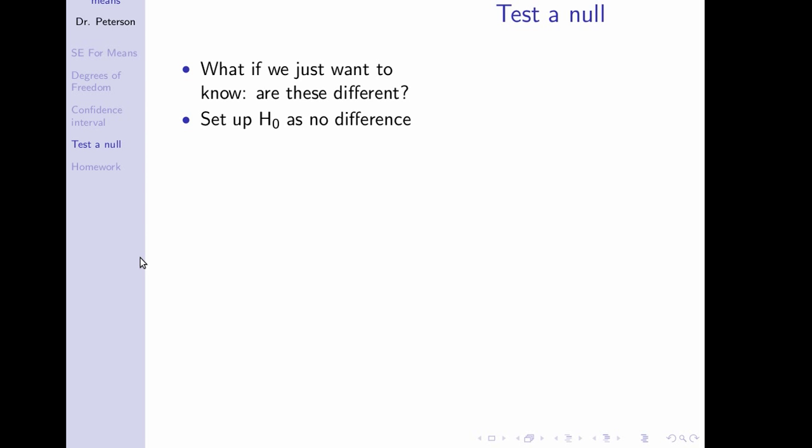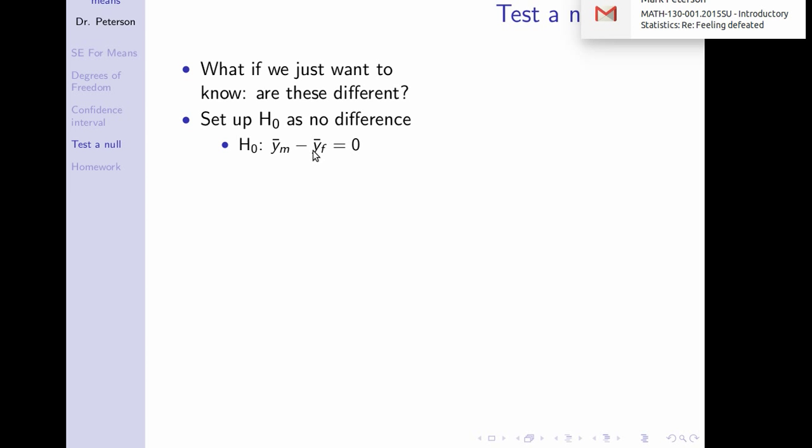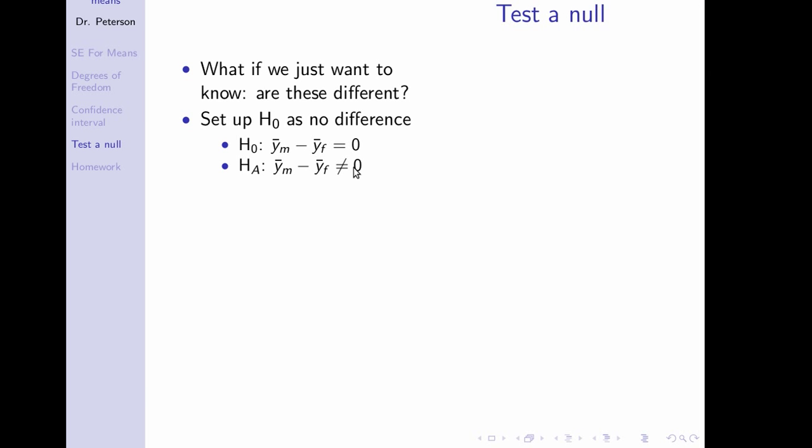So our H0 is going to be that the mean height of men, or males, minus the mean height of females equals 0. For the alternative, we have no a priori reason to suspect that men are taller than women, so we'd set our alternative up as not equal to 0. Among children, before there are big height differences, this is our likely setup.